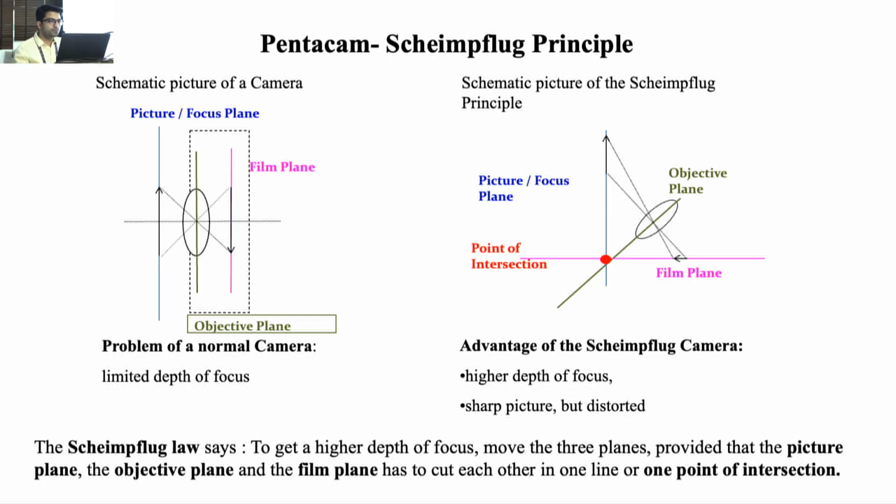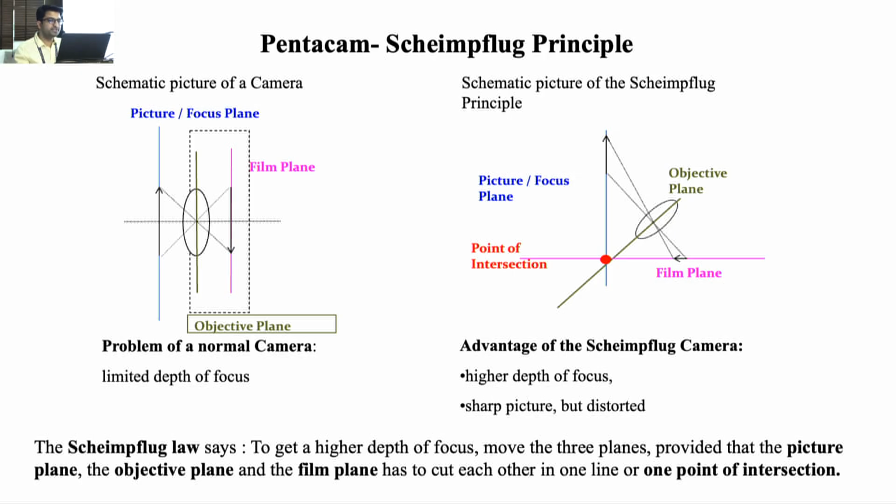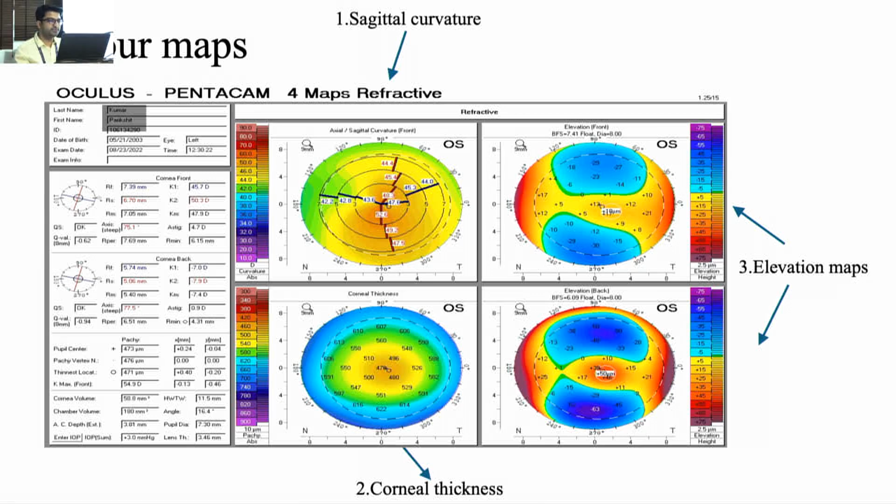So the Pentacam, the most modern one, is based on the Scheimpflug imaging. As you all know, the object plane, the film plane and the lens plane coincide at a single point of intersection, which gives an advanced imaging modality. So you can see that there is the first quad map. You can see the sagittal curvature map. Then you have the pachymetry map, elevation map, anterior as well as posterior.